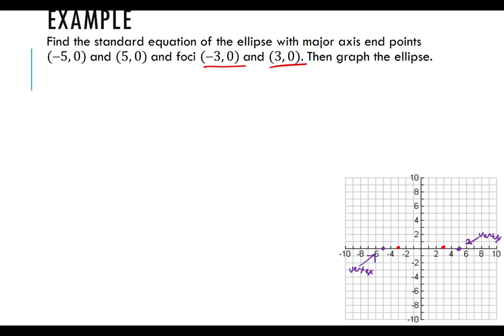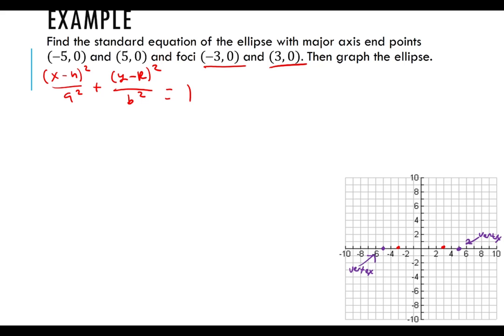At this point, we need to find the standard equation of the ellipse with the major axis endpoints being (-5, 0) and (5, 0). Recognize that these being on the x-axis, we know that we're going to use the standard equation of a horizontal ellipse. And so our ellipse is going to be of the form (x minus h) squared over a squared plus (y minus k) squared over b squared is equal to 1.